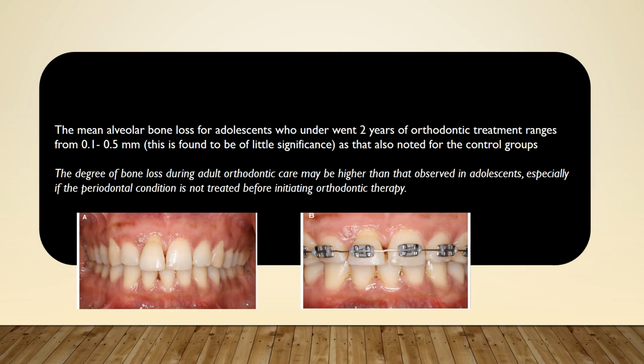So when you talk about periodontitis patients, you can always expect a bone loss of about 0.1 to 0.5 mm in the normal way, like in those who undergo 2 years of orthodontic treatment. But if there is any degree of bone loss, or a periodontitis case, you always have to treat the patient first, and there should be a stable periodontium for at least 6 months, and then you can go for the orthodontic therapy.